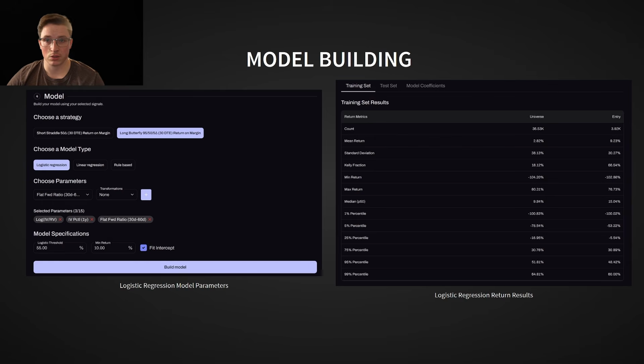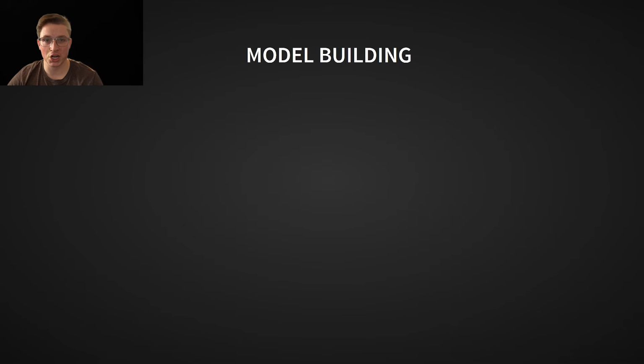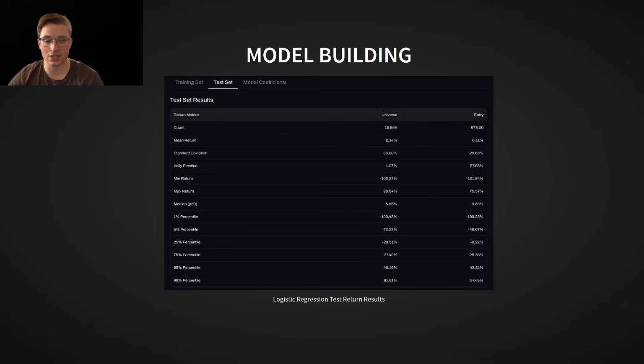This version of the model looks even more promising than the linear regression. More trades, higher average return, and lower variance. But when we check the performance on the test set, we notice it doesn't generalize quite as well. In contrast, the linear model holds up more consistently out of sample, so we'll stick with that for backtesting.